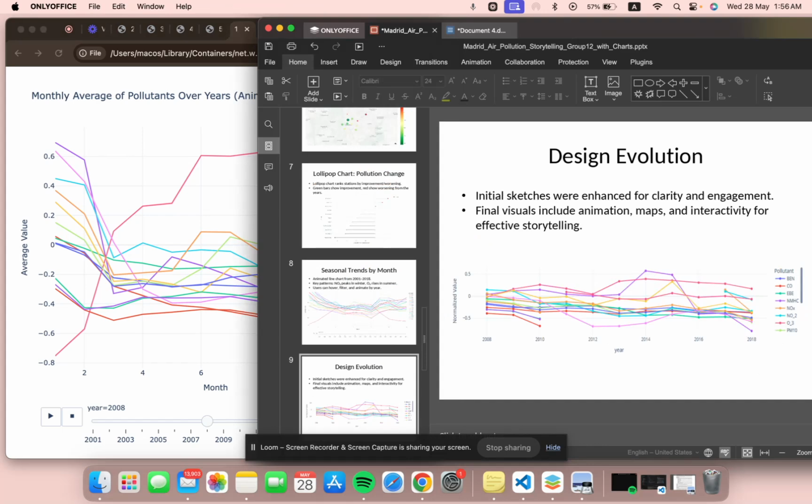Originally our data was sketched as static visuals, but during development we evolved these into interactive and animated formats using Plotly. For example, the map visualizations with hover tooltips transformed our static charts into more intuitive storytelling.